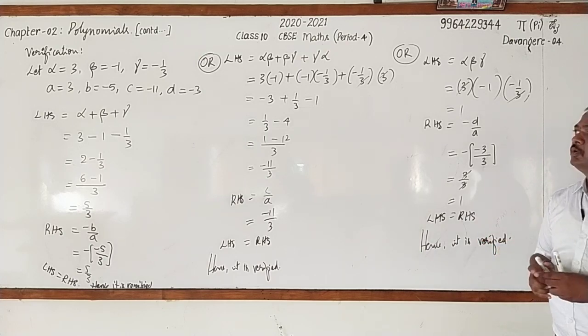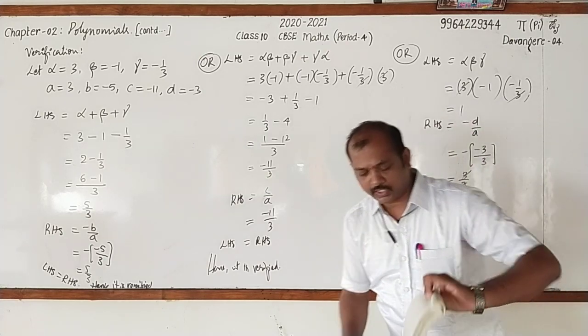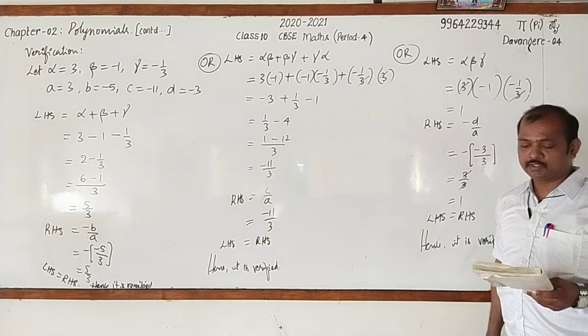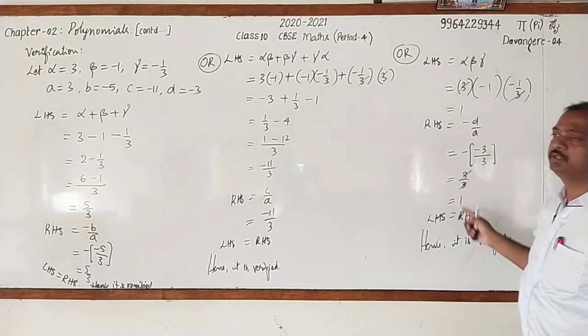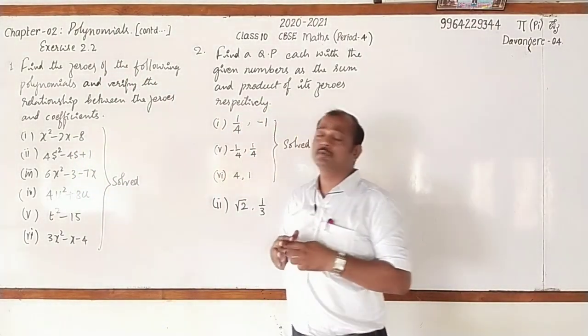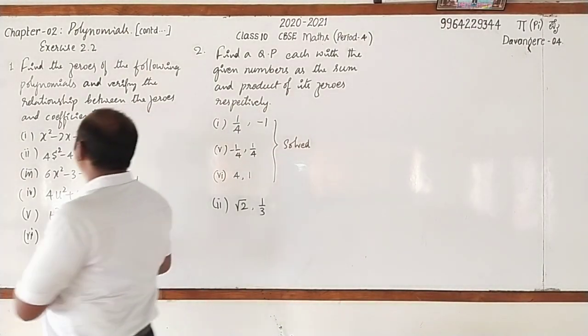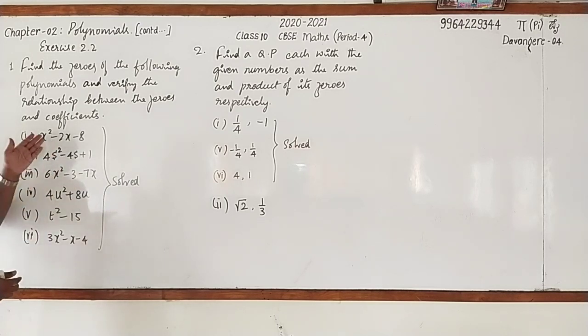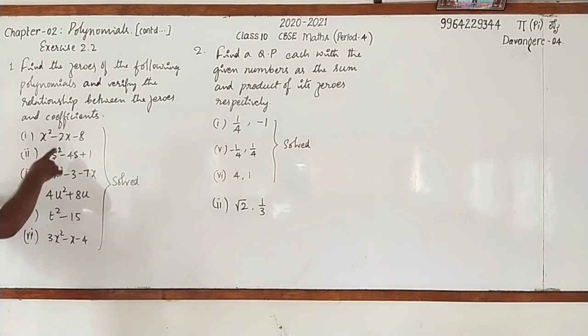Got it? Hope that you have understood. Now it is time to move on to exercise number 2.2. So let's go for solving them. Please copy from there to here. Observe. Here we have questions from exercise 2.2. In the first question, find the zeros of the following polynomials and verify the relationship between the zeros and coefficients. Look here, these are the quadratic polynomials they have given. We have to find out the zeros of these and we should verify the relationship between zeros and coefficients.